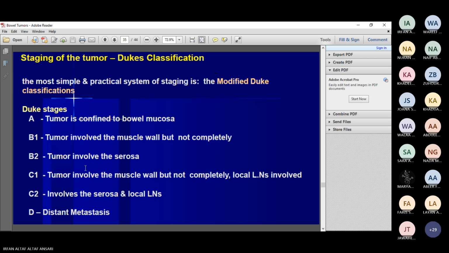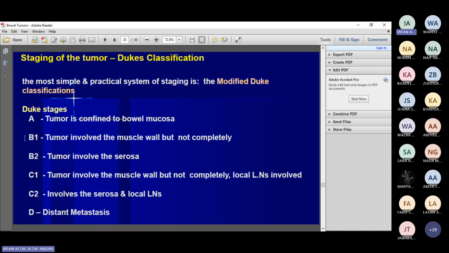C1 is the B1, but with local lymph node involvement. So the tumor involves the muscle wall, but not completely, with involvement of the local lymph nodes. That is C1. C2 is the B2 plus local lymph nodes: the tumor involves the serosa and the local lymph nodes. This is C2. And D is for distant metastasis. So A and D are very easy to remember. A is confined to mucosa, D is distant metastasis.